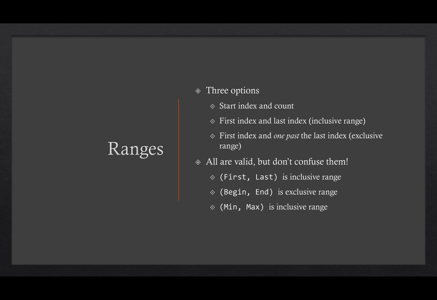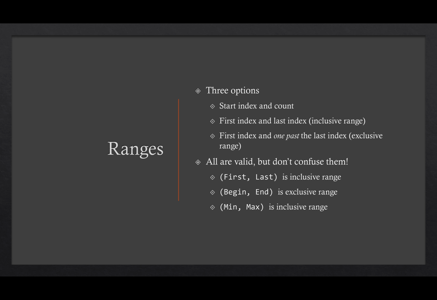In particular, it's important not to get mixed up between inclusive ranges and exclusive ranges. And one way to keep that straight is to use naming conventions that allow you to tell them apart. So if the indices are first and last, that's probably an inclusive range, because last would be the index of the last item in the range. So the last item is included in the range. Whereas if you have begin and end, that's typically an exclusive range.